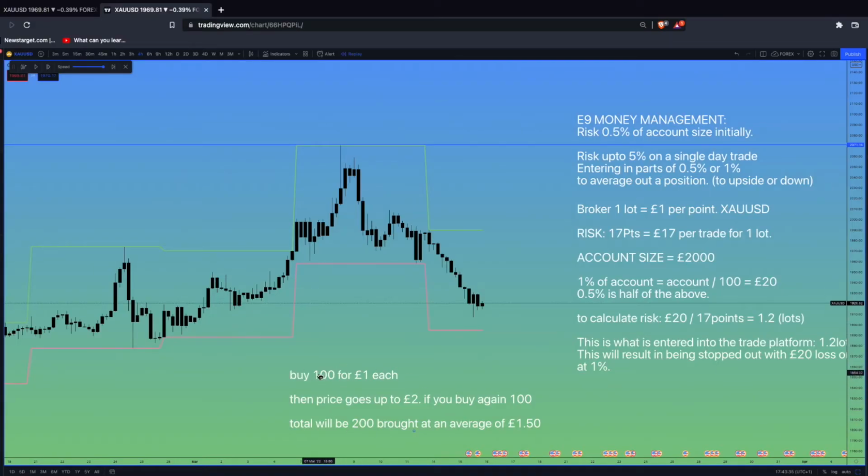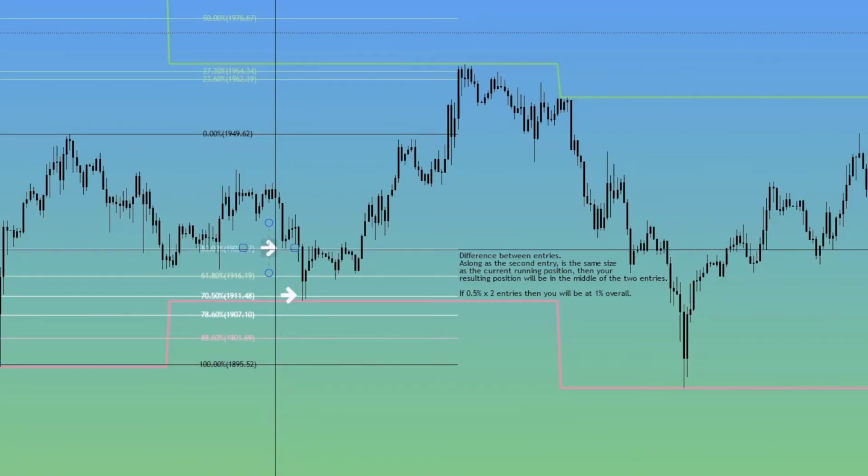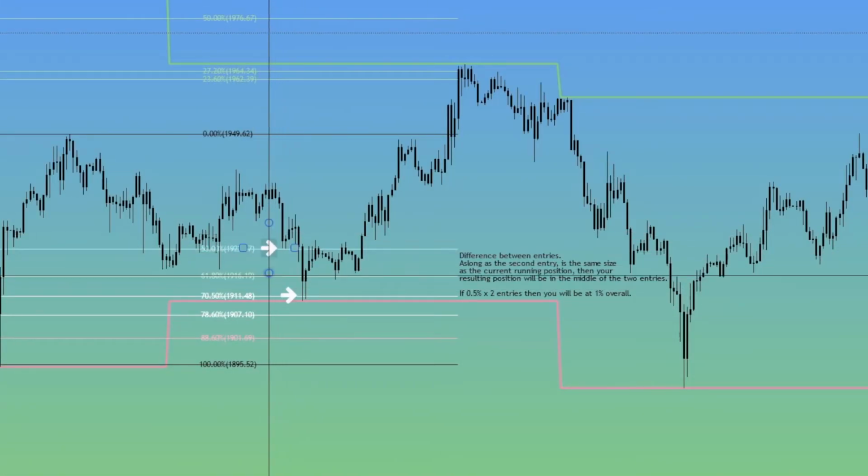With this calculation here, if I bought 100 for £1 each and then the price goes up to £2, and I bought again 100, then in total I'm going to have 200 at £1.50. So it's basically taking an average of the two, and that's just dollar cost averaging. We'll explain a little bit more in detail here. We're going to wrap up dollar cost averaging in a very simple format.